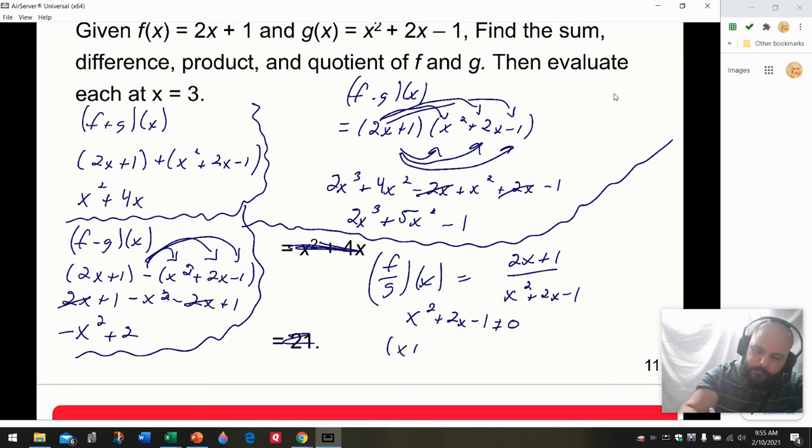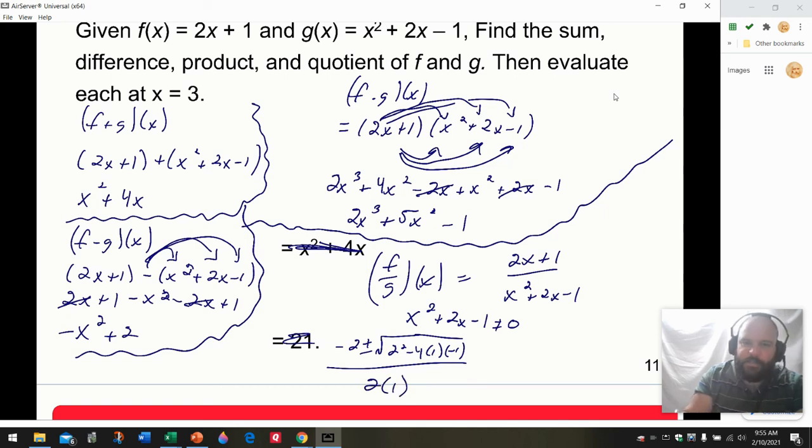Oh, I lied. This one is not going to be solved by factoring. We would need two numbers that would multiply to give us -1, but add to give us +2, and that is not possible to factor. So the alternative to solving a quadratic equation by factoring is to use the quadratic formula. So we're going to have to do that. -b plus or minus the square root of b squared minus 4 times a times c over 2 times a.